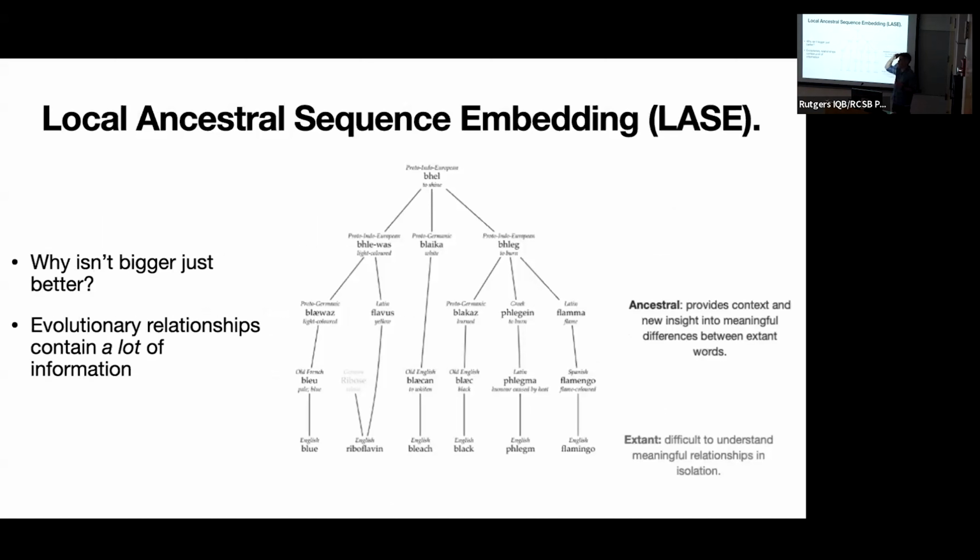If you give a learning model just a whole lot of, so basically here you see blue, riboflavin, bleach, black, phlegm, flamingo. No one in their right mind would think these words are related to each other, or how they could be related to each other, right? These are very different words. What's a flamingo got to do with bleach?